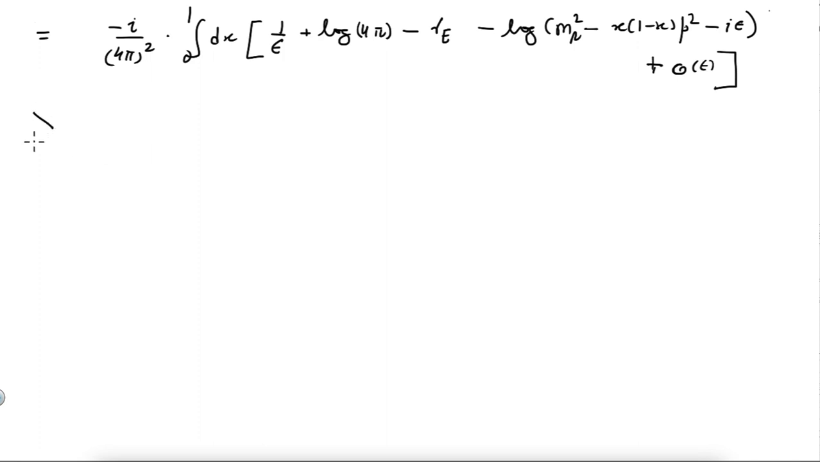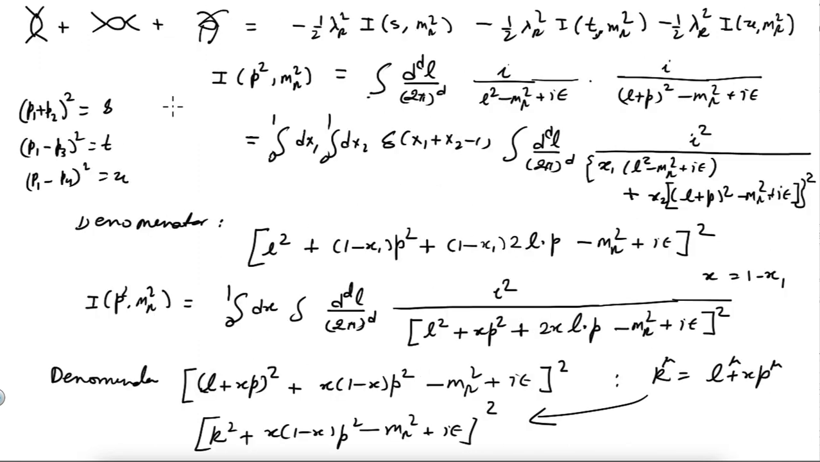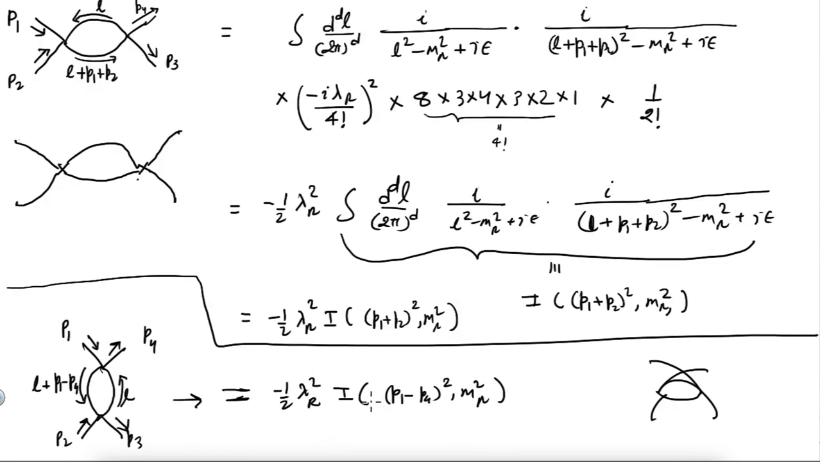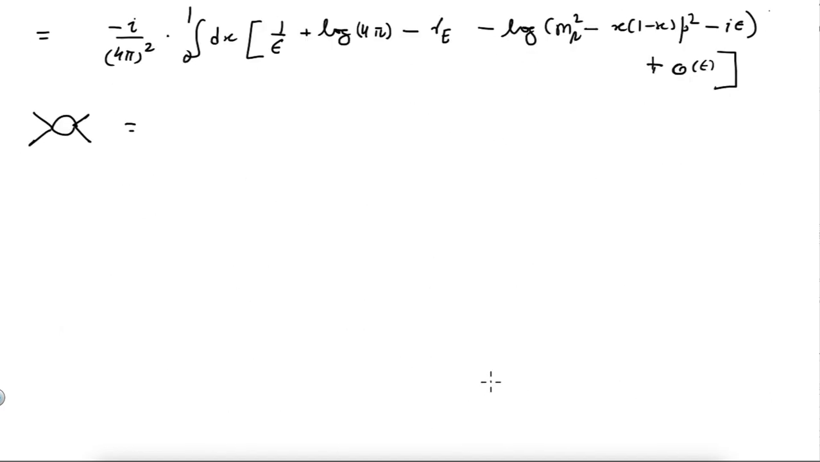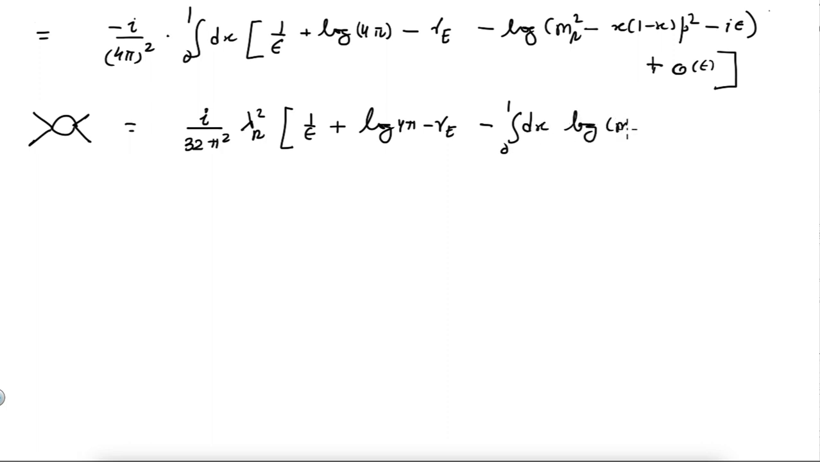Okay, so the contribution of this is now, we have to multiply with the factor of minus half lambda_r square I of s, m_r square. Okay, that is what this diagram is. So minus half lambda_r square times minus i over 4 pi square. So I'll combine it. It gives you i over 32 pi square lambda_r square times 1 over epsilon plus log 4 pi minus gamma_E and this term minus integral 0 to 1 dx log of (m_r square minus x (1 minus x) s minus epsilon).